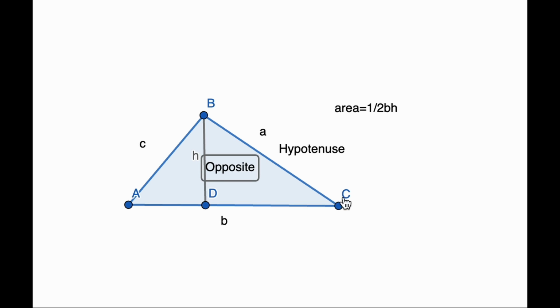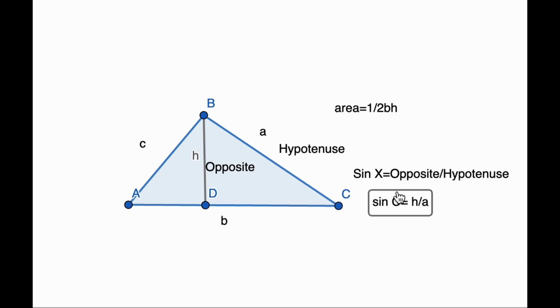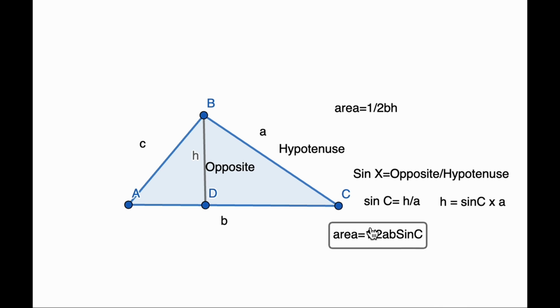But what if we want to substitute h with something else? So if we look at triangle CBD, which is a right triangle, A would be the hypotenuse, and H would be the opposite of angle C. We all know the formula for sine, which is opposite over hypotenuse, and in this case, it would be sine C equals H over A. And if we rearrange this formula a little bit, we're going to get H equals sine C times A. And lastly, we're just going to have to substitute H in this formula with sine C times A. And the formula we are going to get is area equals 1/2 A times B times sine C.